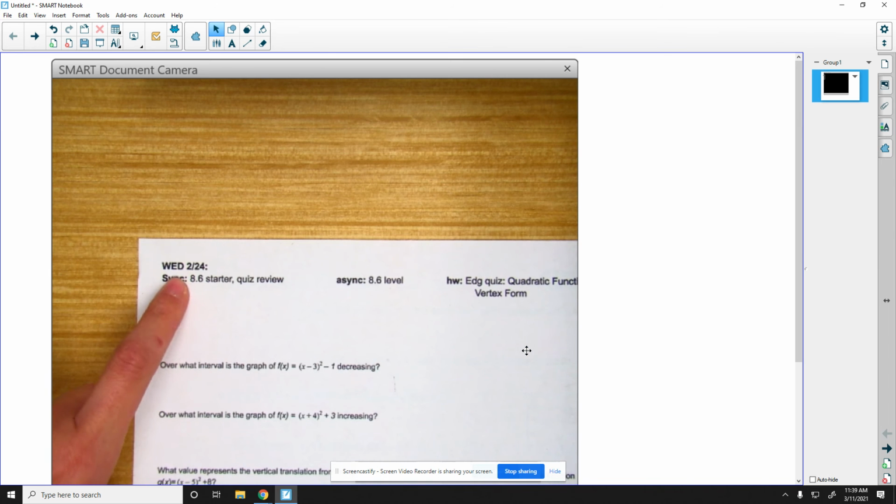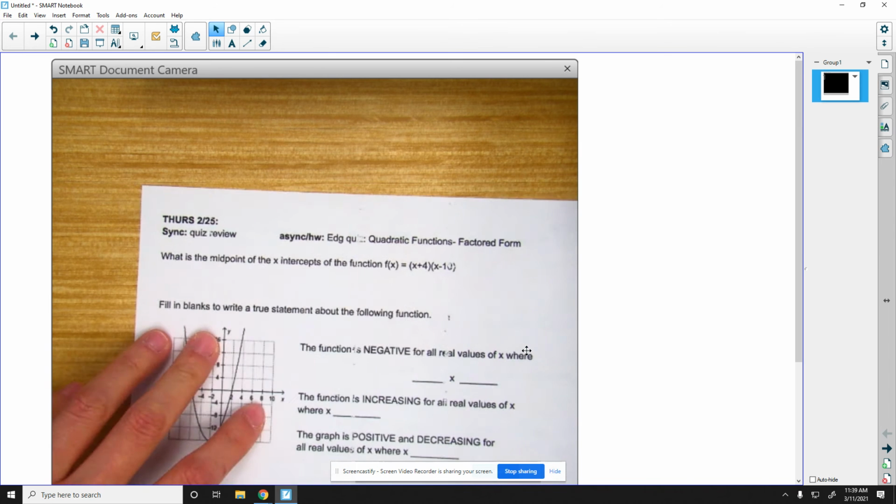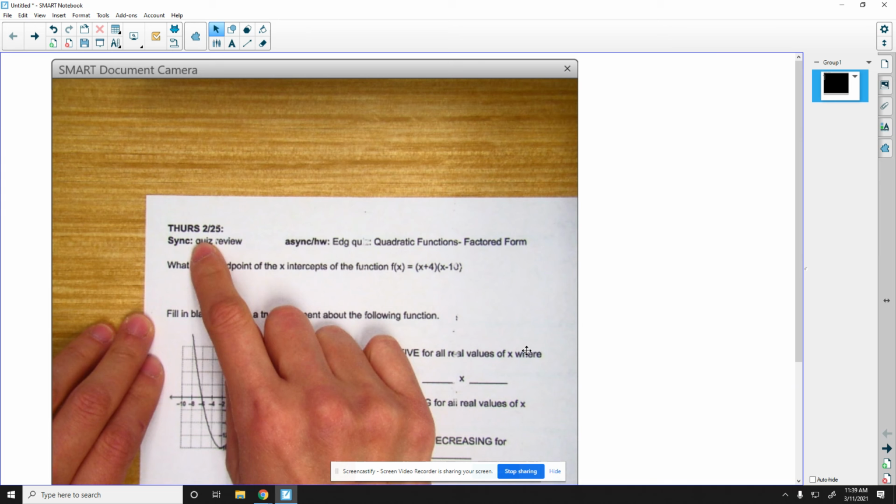So, yesterday we did Wednesday. Okay, so please go to the back side. Today we're doing Thursday. Does anyone still need a copy of this in person?